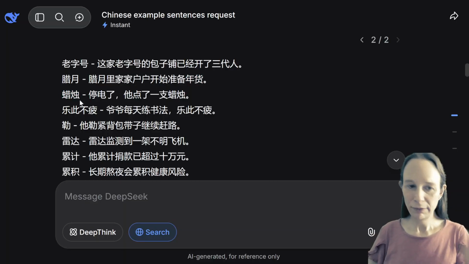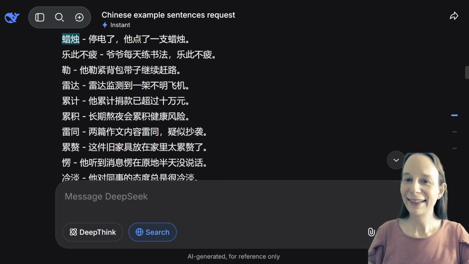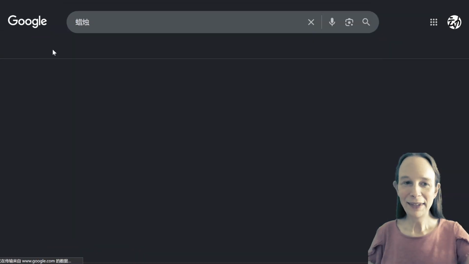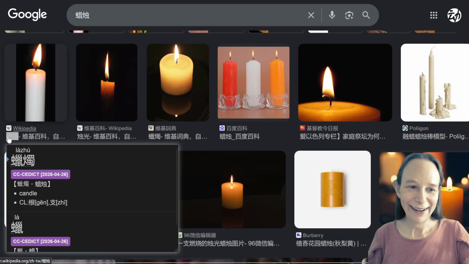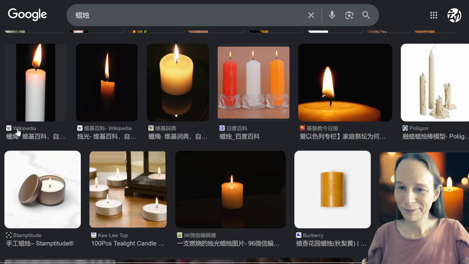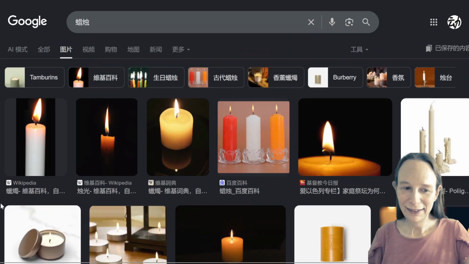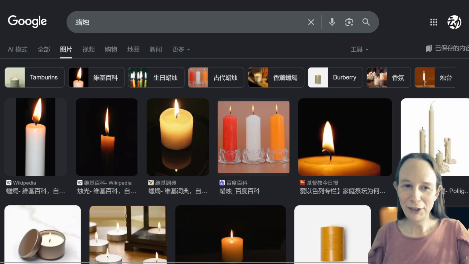Next, 蜡烛. There's an interesting chengyu with 蜡烛. I've always pronounced it neutral, but 蜡烛. I don't know. It's a candle. The la is wax, right? Oh, also candle. Okay. There's an interesting chengyu.